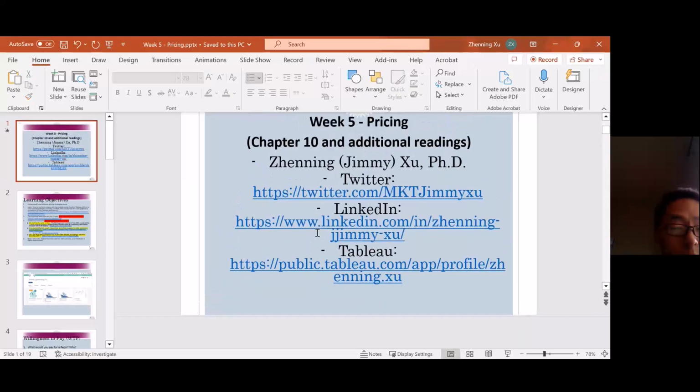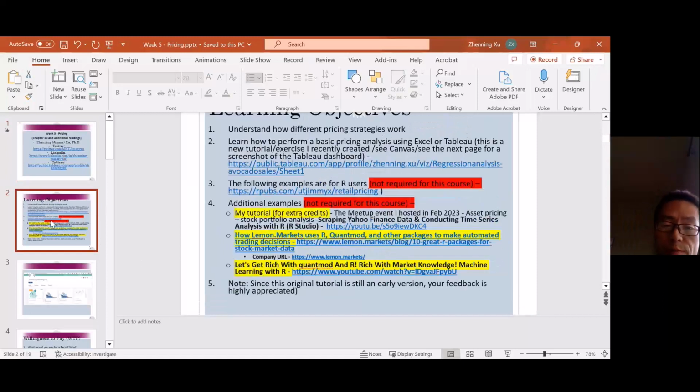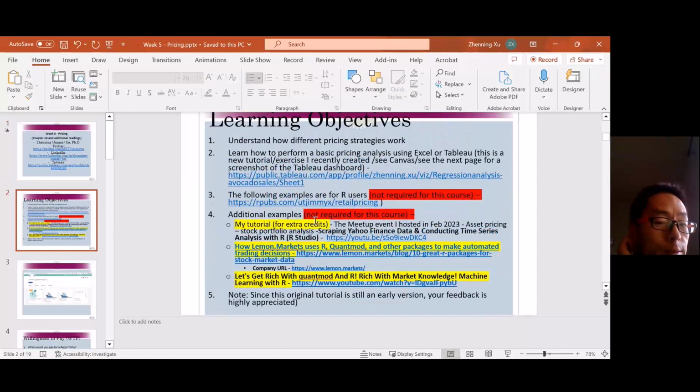So first, you see here, I'm doing this module a little bit differently. You see here the learning objectives. I'll show you how different pricing strategies actually work in the real world. And you will learn how to perform a basic pricing analysis using Excel or Tableau. This is a new tutorial I designed recently, so please try to work on your own, because it really helps you take your learning to the next level.